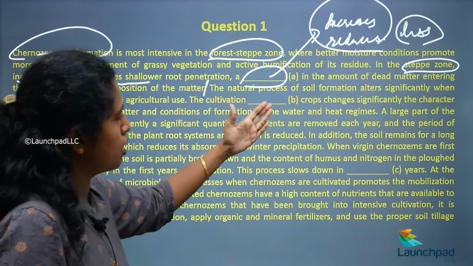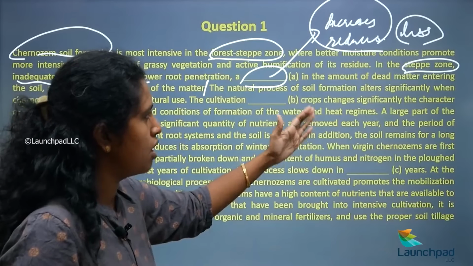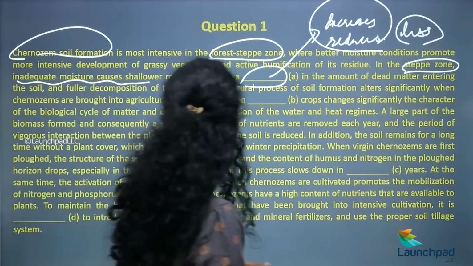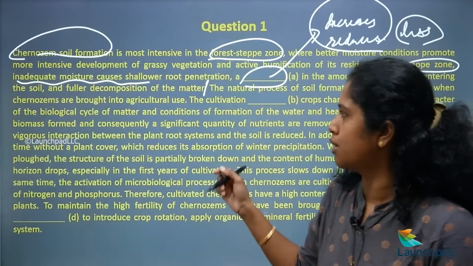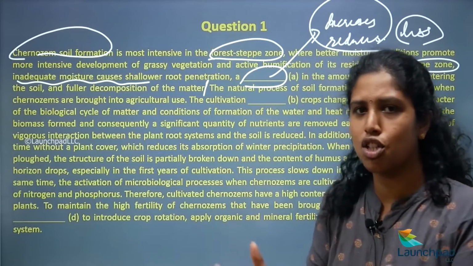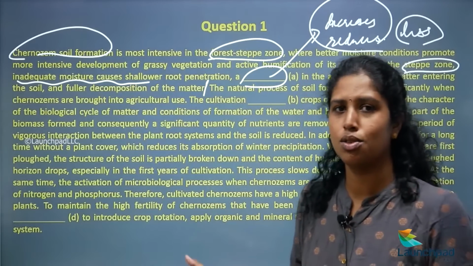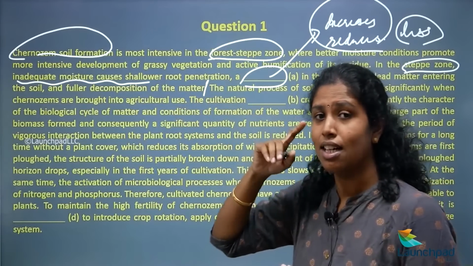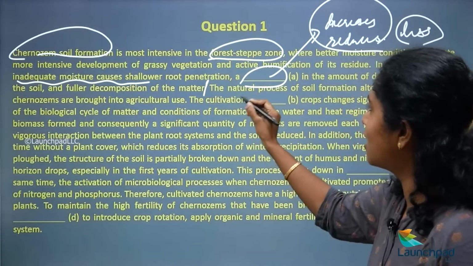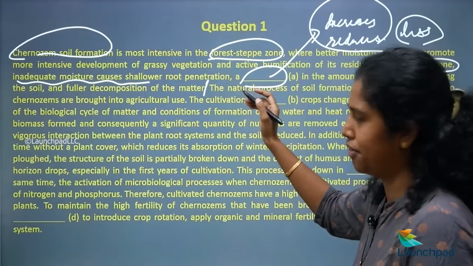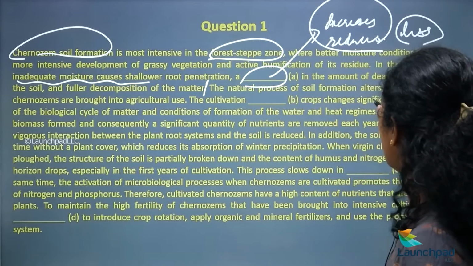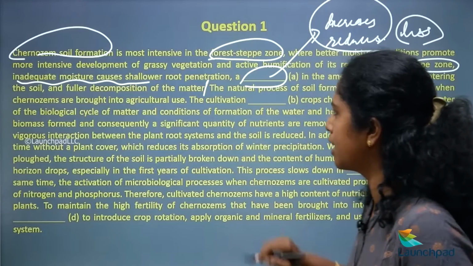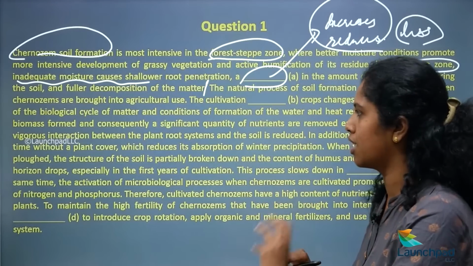Next, now let's move on. The natural process of soil formation alters significantly when Chernozems are brought into agricultural use. So Chernozem is a soil, right? It's a soil that is used in the steppe zone. That is an identification that we are able to understand only when we started with the second half. The natural process of soil formation alters significantly when Chernozems are brought into agricultural use. So these soils are used for agricultural purpose.